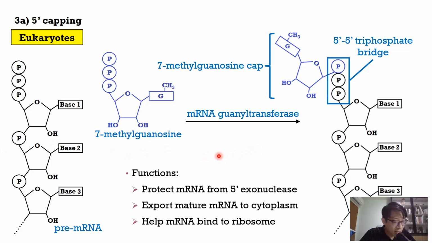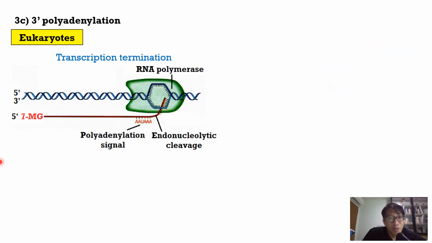Okay, and in the export of the mature mRNA to leave the nucleus through the nuclear pores, this process is facilitated by the presence of a 5' cap. The 5' cap also helps to bring the mRNA to the ribosomes in the cytoplasm. That is where the binding to the ribosomes can occur. Okay? After this, we will go to 3' polyadenylation first.